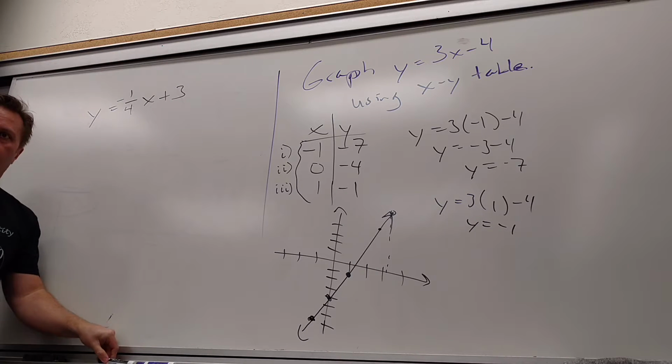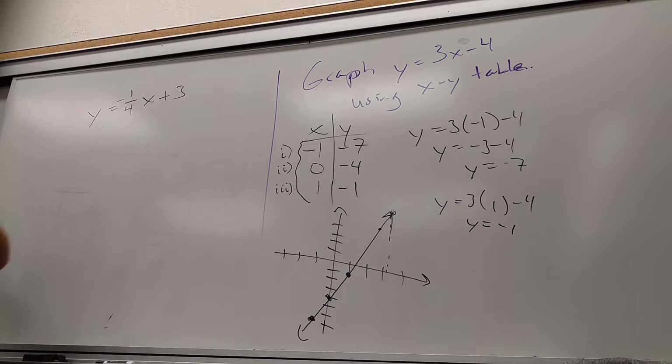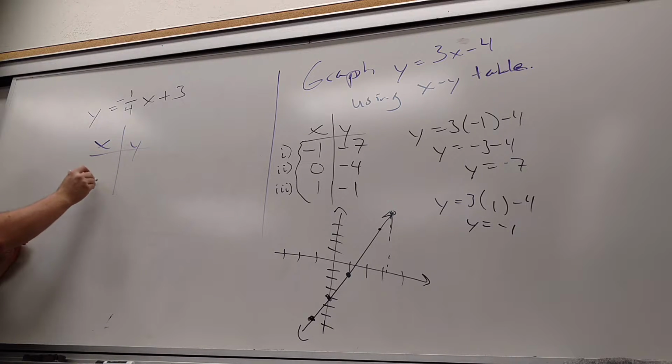So I want to be smart about what I plug in. I'm not going to plug 1 in because I'm going to end up with some ugly fraction, right? What kind of numbers do I want to plug in for x? 4, because it would kill the fraction. Very good point. You don't have to go perfectly in order. I'm going to plug in 0, and then around it I'm going to plug in the 4s.